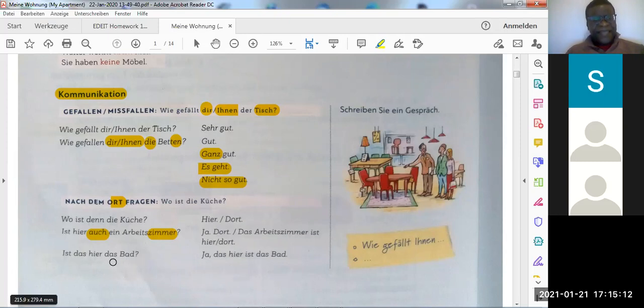Ist das hier das Bad? Ist das hier das Bad? Is this here the bathroom? So you have to see das, das. Das is this. Is this here? Das Bad. The other das is the article. Don't forget. Das Bad. Yeah, das here is das Bad. Yeah, this here is the bathroom.